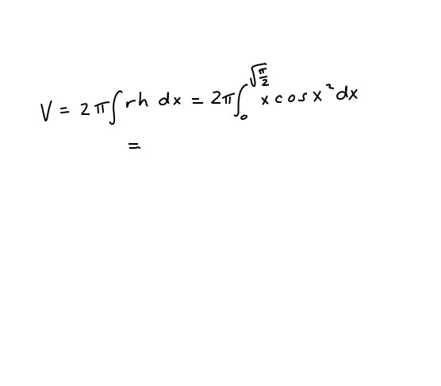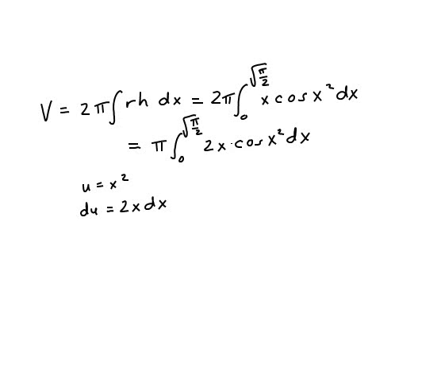Unlike the disk method, the cylindrical shells method gives us something we do know how to integrate. Letting u equal x squared, I know that du equals 2x dx. If I take the 2 from the 2 pi that's outside the integral and put it back inside, I can match the 2x dx exactly.